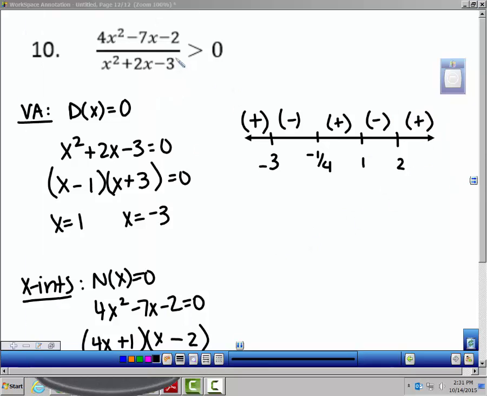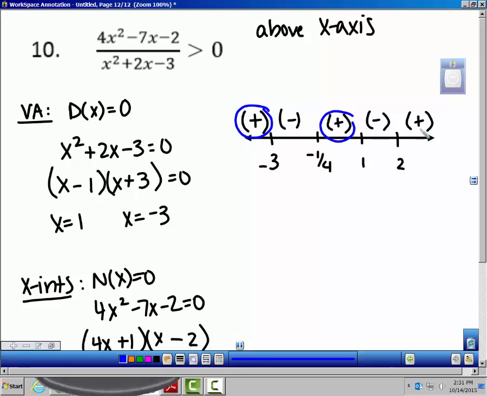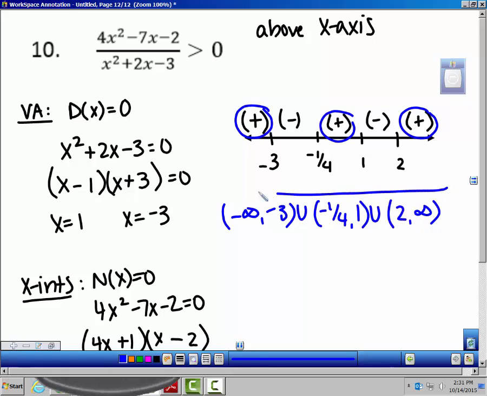So the question is asking when is this function greater than or above the x-axis? And it does not have an or equal, so you don't include any of the points. So we are above when we're positive. So that would be negative infinity to negative 3, negative 1/4 to 1, and 2 to infinity. And that's that.